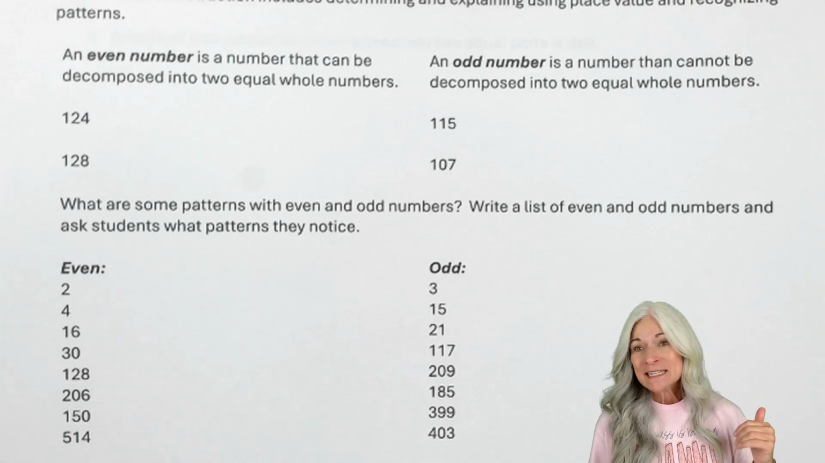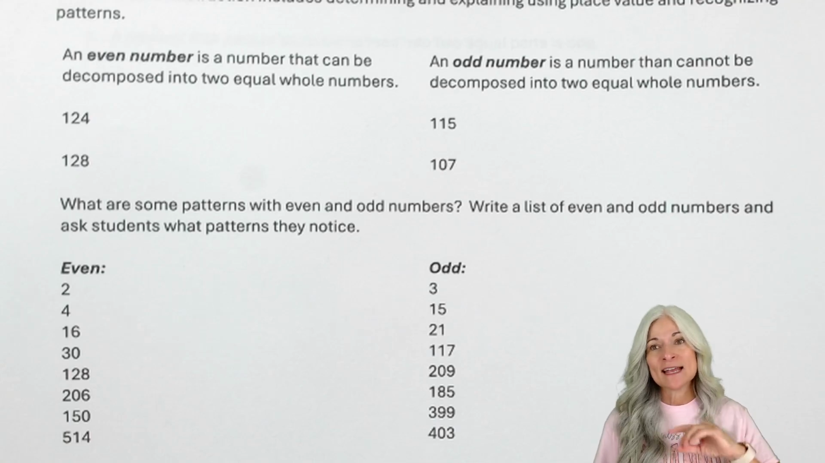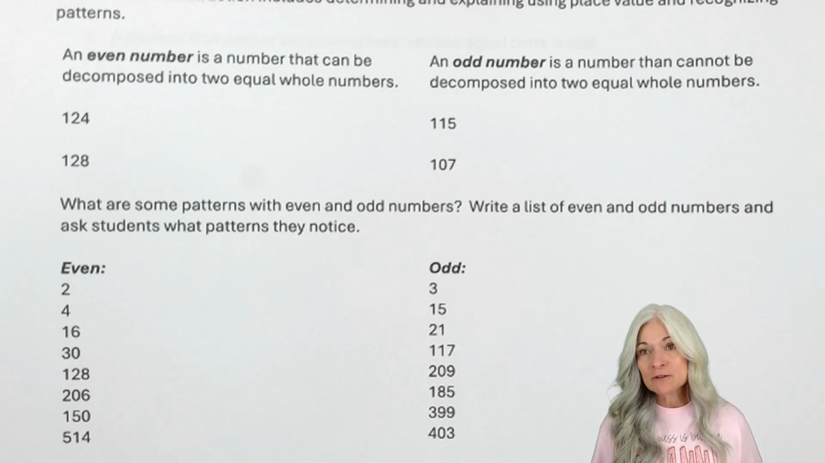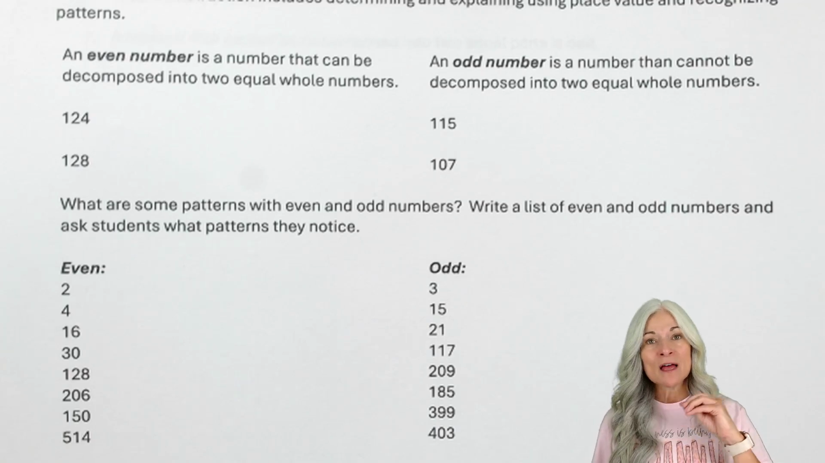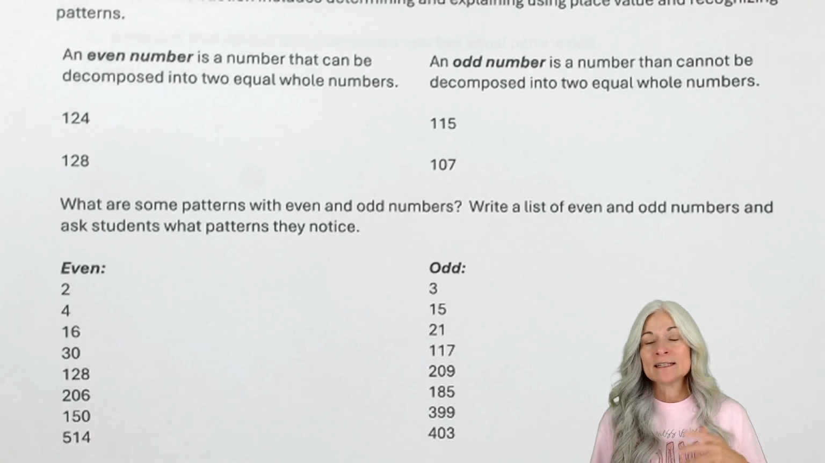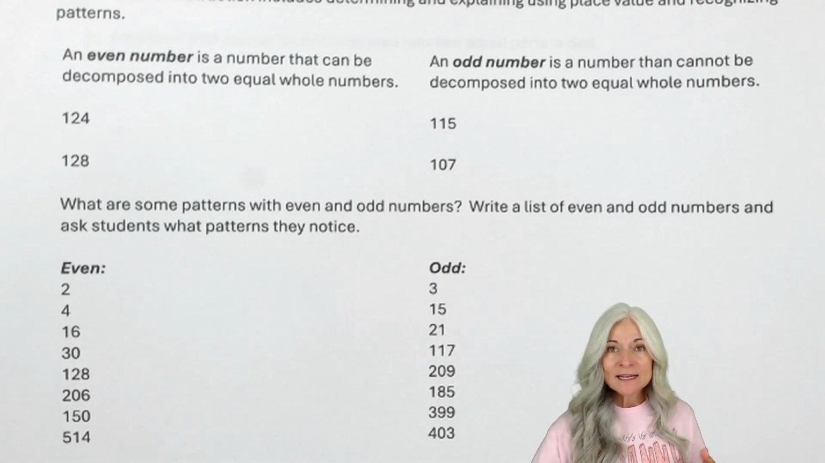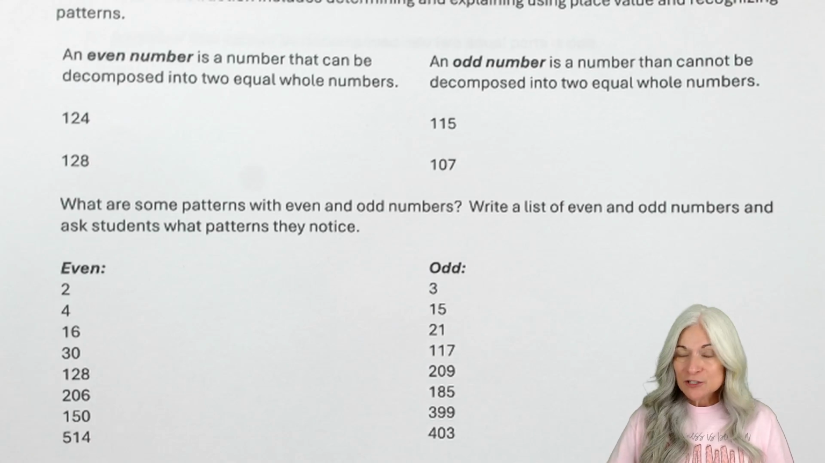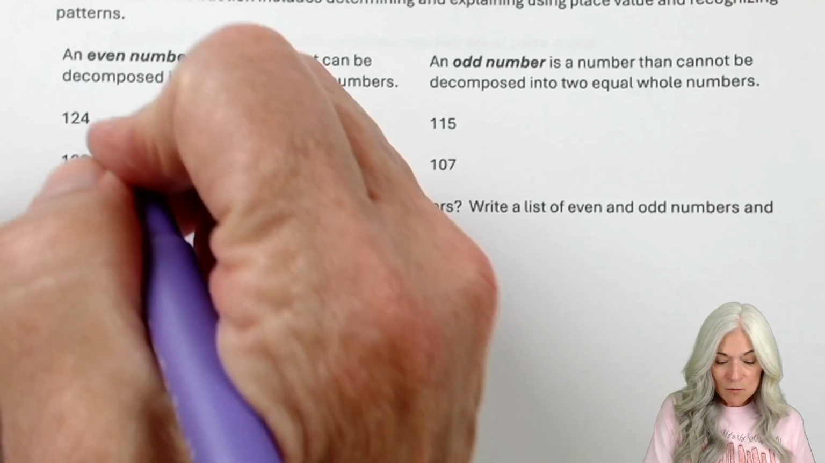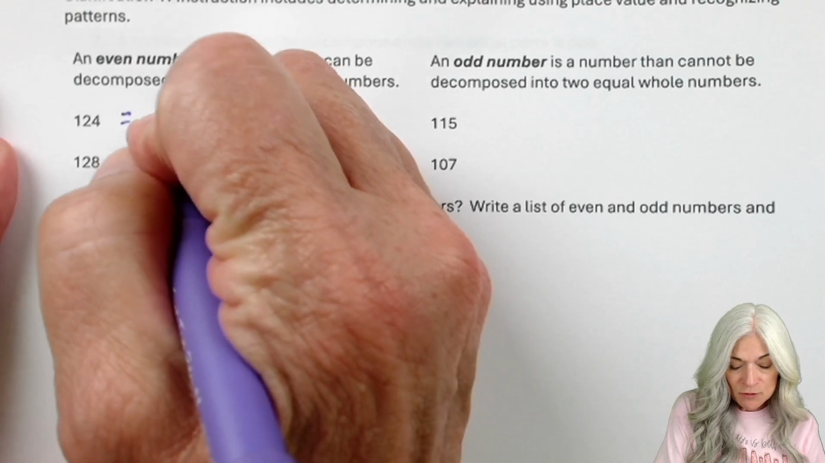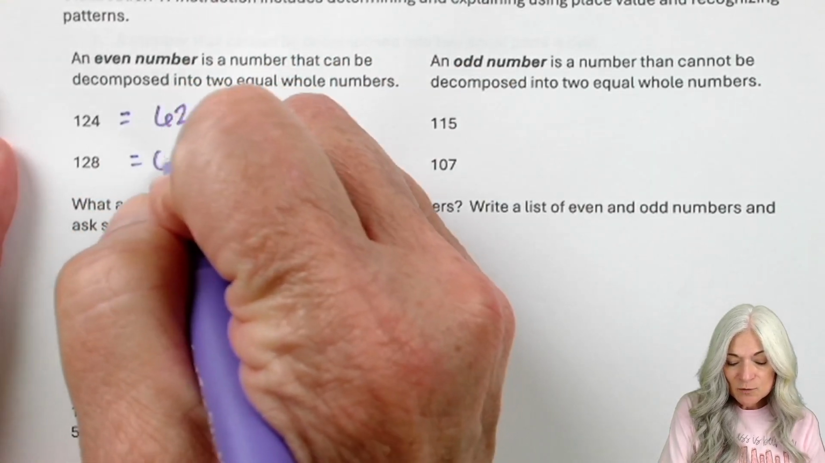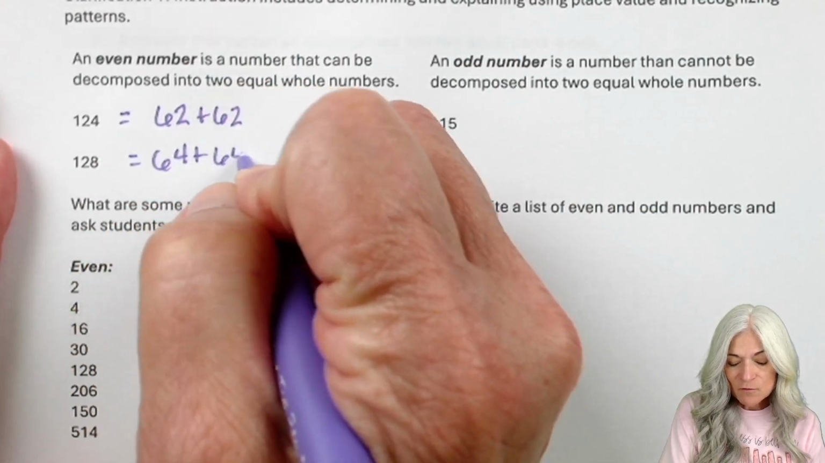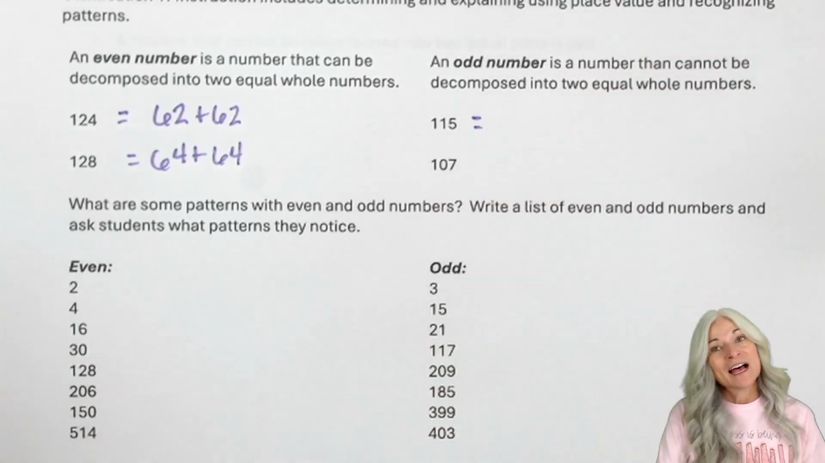Now, great time to pull out your base 10 blocks. I do more in the parent version and the student version, if you want to check that out, of actually taking the base 10 blocks and decomposing some of these numbers and showing how we can write it as two equal whole numbers. 124 can be written as 62 plus 62. 128, we can write it as 64 plus 64.